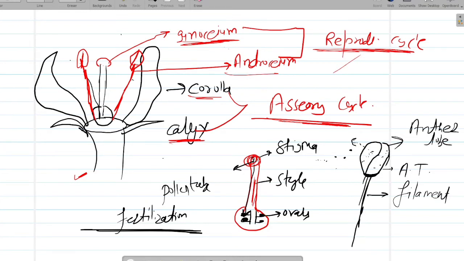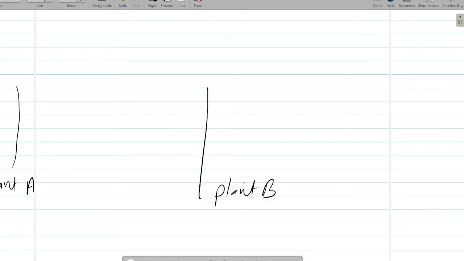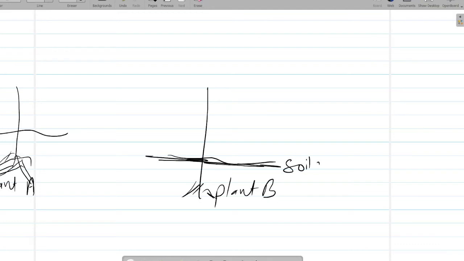Okay, let me erase it. Let me create a new page. Now let's see. This is plant A, and this is plant B. This is the root system, and this is the soil surface. Now let's take a look. This is your flower, and this is plant B's flower.